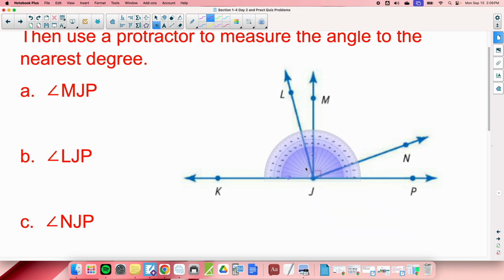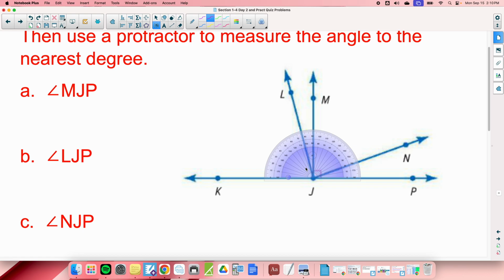Now everybody has a protractor that has a half moon on it with a line straight up and down. Where that line comes down, that is where you put it on the vertex of your angle. Okay? Where that line comes straight down, that's what you put on the vertex of the angle.